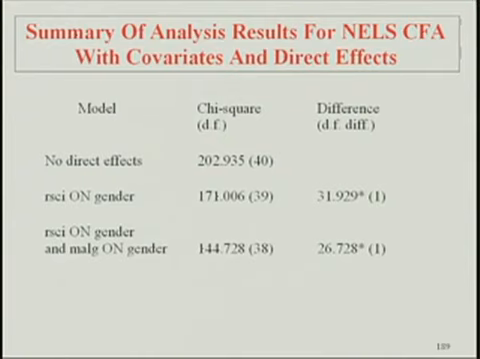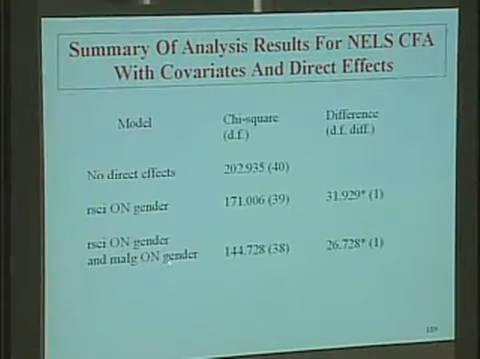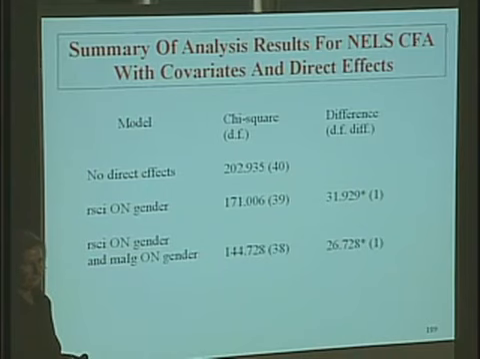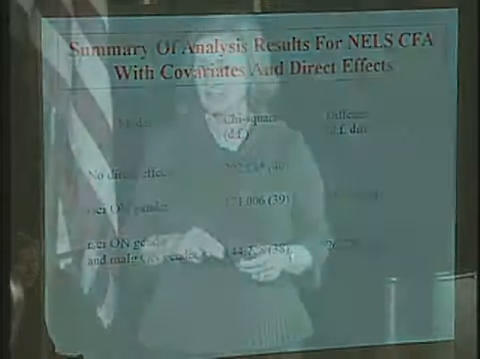I then added math algebra on gender, got another chi-square, and did another difference test between 171.006 and 144.728, which gives me 26.728 with 1 degree of freedom, which also significantly improves the fit of the model. Okay, so we have two direct effects now that are significant and that mean that reading science and math algebra are not invariant across gender.